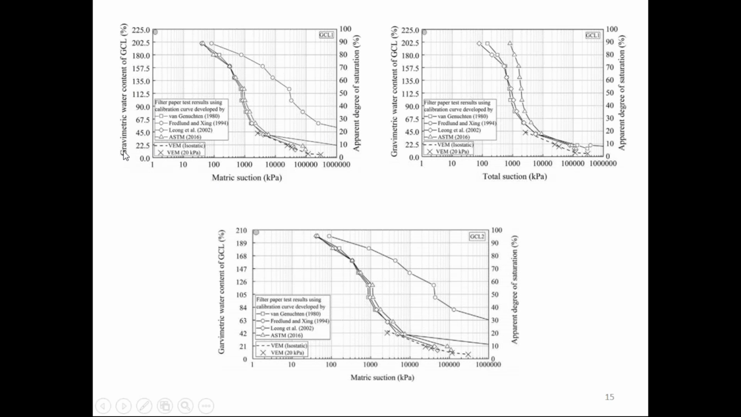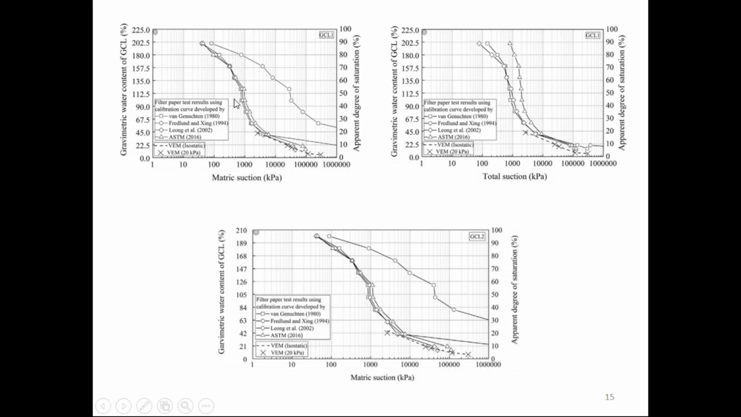This is the water content versus gravity matrix section. This is for the contact filter paper method, and this is for the non-contact filter paper method. In this figure, the test results obtained from VT are also included.